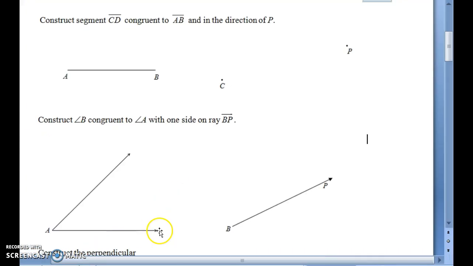The first basic construction that we're going to do is we're going to construct segment CD that is congruent to AB in the direction of P. What we're going to do is copy this segment AB. It's going to be exactly the same length. We're going to name it CD, and it's going to be going in the direction of P.